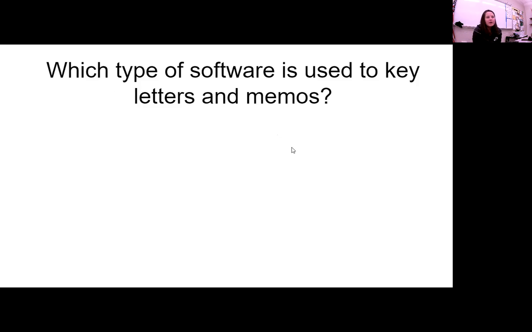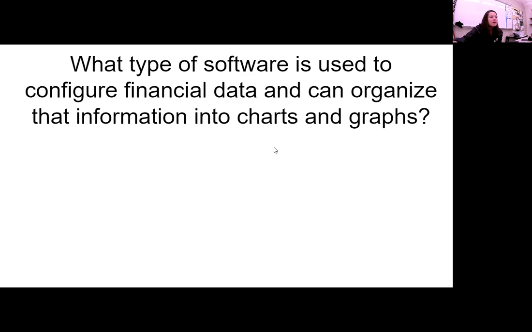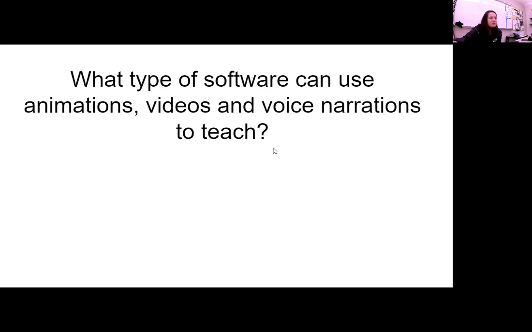Which type of software is used to key letters and memos? That is a word processing software like Google Docs. What type of software is used to configure financial data and then can organize that information into charts and graphs? That will be a spreadsheet like Google Sheets or Microsoft Excel. What type of software can use animations, videos, and voice narrations to teach? That will be presentation software like Google Slides or Microsoft PowerPoint.